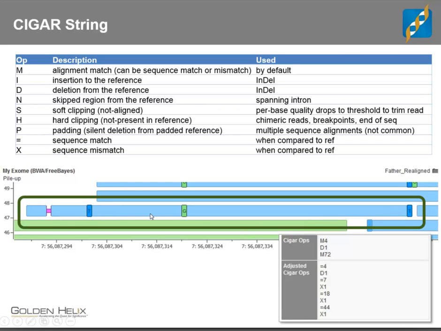Okay, describing a CIGAR string. So I have a read here, 75 base pairs of my exome again. I've highlighted it.